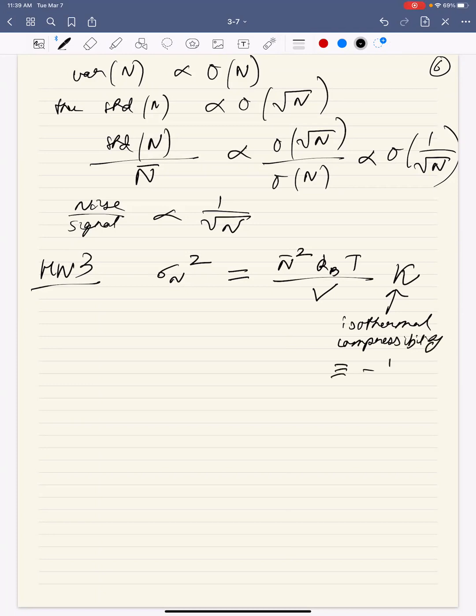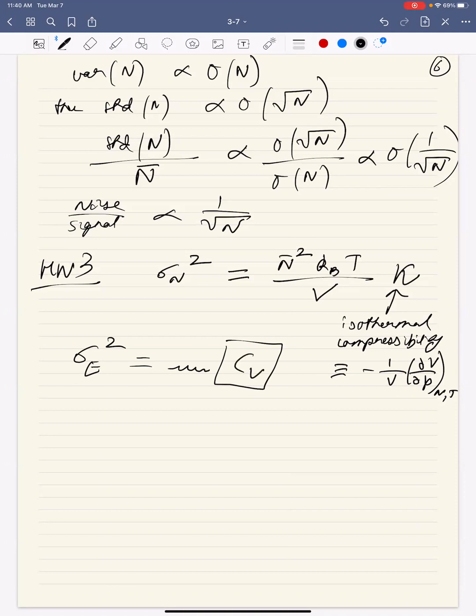Rigorously, it is defined as minus 1 over volume times the partial derivative of volume with respect to pressure at constant number and temperature. So this is once again an example of the fluctuation dissipation theorem. Remember, we got a similar relation for sigma E square. For sigma E square, there was a bunch of terms, but there was another thermodynamic observable that showed up. Anyone remember that? Heat capacity, right?